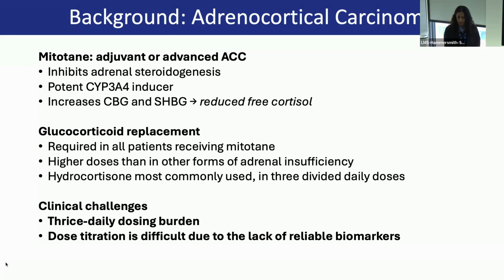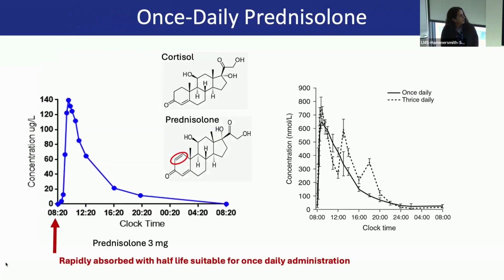But the issues with this are the thrice daily dosing burden and the dose titration being difficult due to a lack of reliable biomarkers in monitoring patients' glucocorticoid status. As many of you may be aware, at Imperial, we replace patients with once daily prednisolone instead of hydrocortisone due to its stable pharmacokinetics, which enable once daily dosing rather than thrice daily. And this avoids the non-physiological peaks in cortisol secretion that you get with hydrocortisone thrice daily. And this better mirrors the endogenous secretion of cortisol.